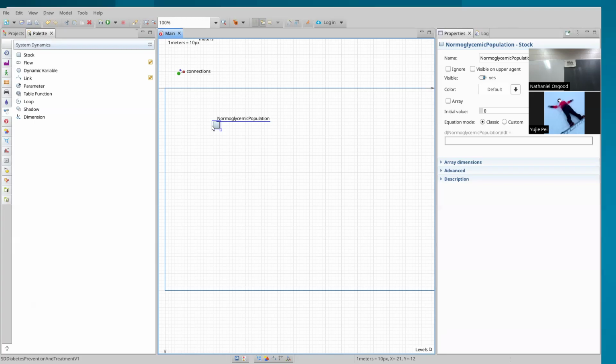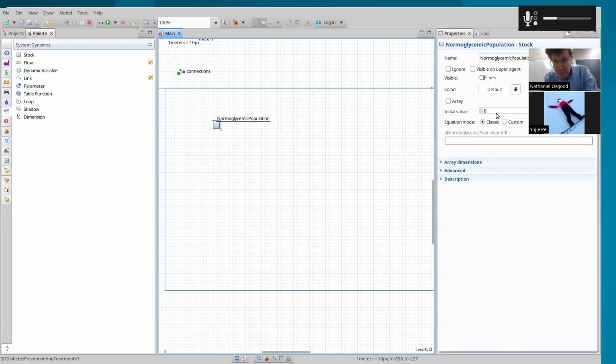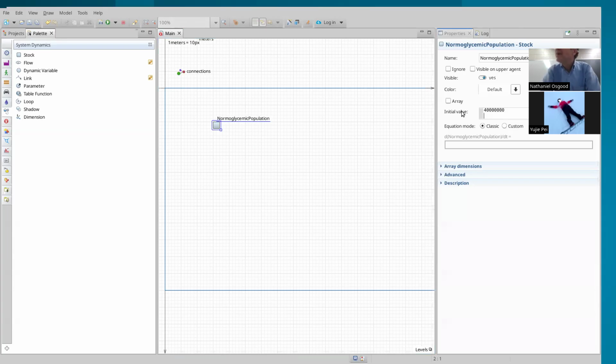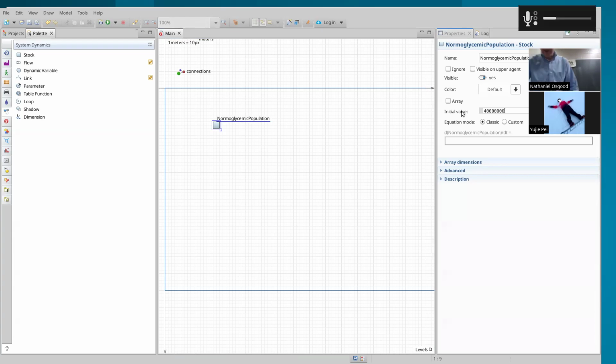Okay. So we'll put in a value here of 40 million. That's 40 followed by 7 zeros. Count them. 4, 0 0 0 0 0 0 0. Okay. About 40 million people together. So I'm just putting that in. Oops. Okay, we don't need the new line after that. So that's its initial value.